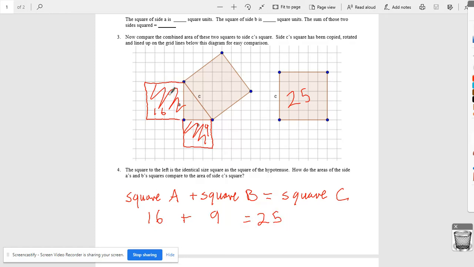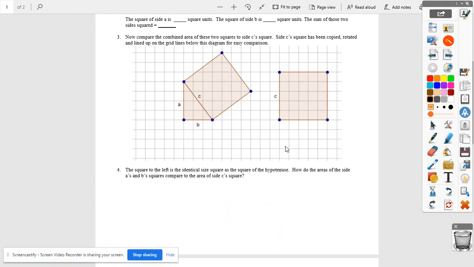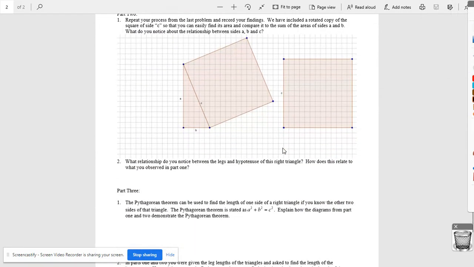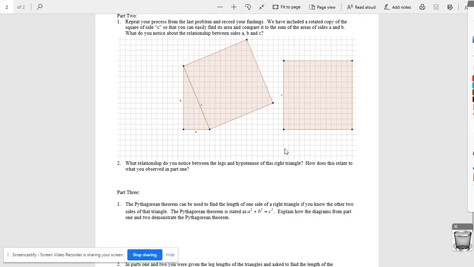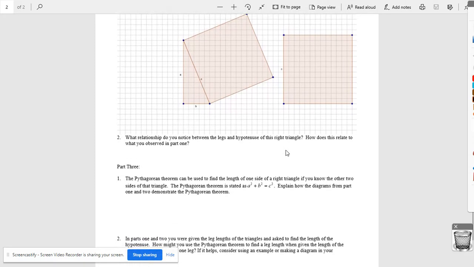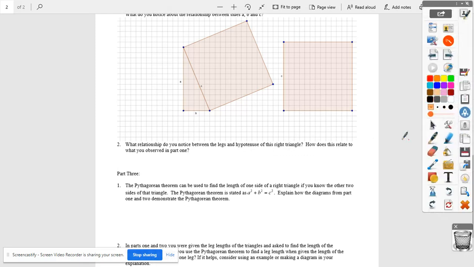Well, we know that side A is 4, so if we create a square there, it's going to be 4 times 4. Well, how else can we write 4 times 4? Well, it's going to be 4 squared plus 3 squared equals, wouldn't you know it, equals 5 squared. And this is going to be our Pythagorean theorem. And we can just plug in our generic values of A, B, and C, as we're going to see here fairly quickly.